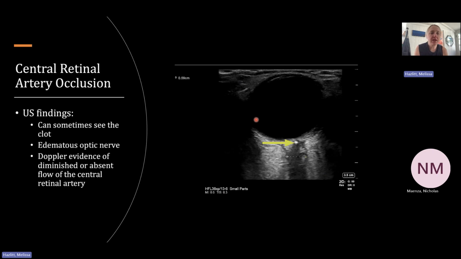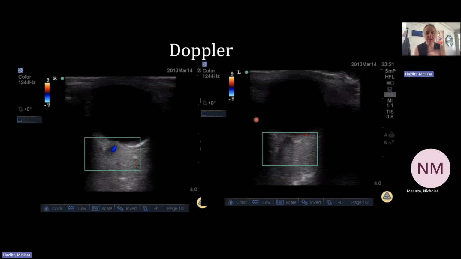And what do we actually see on ultrasound? Sometimes you can actually see the clot. And it makes sense that you would also have unilateral edema of that optic nerve. And then the Doppler gets a little bit complex because sometimes it will just be absent, like you won't see any flow in the central retinal artery. But because there's still the posterior ciliary artery, even if the central retinal artery is occluded, you still may see some flow, but it would be diminished as compared to the other side. So you can see where there's good flow and then maybe less flow.